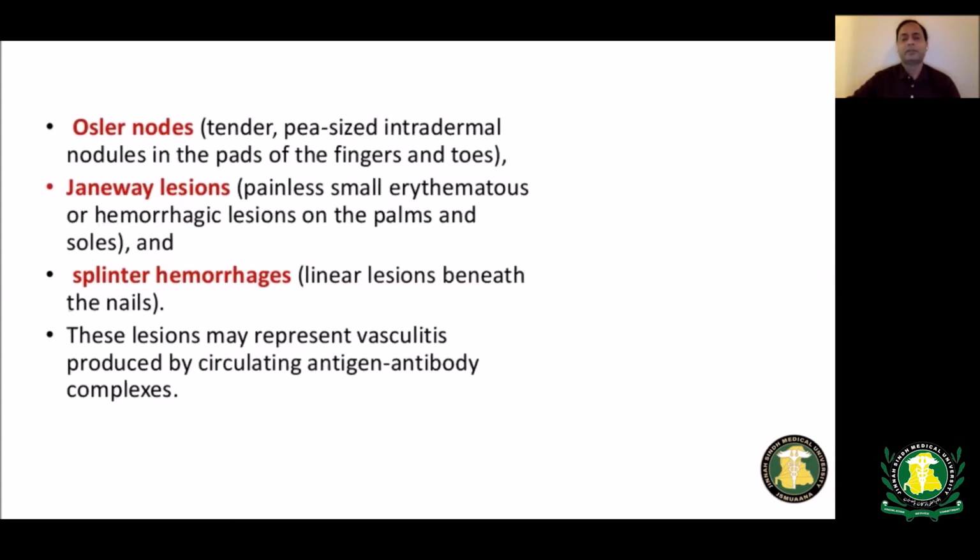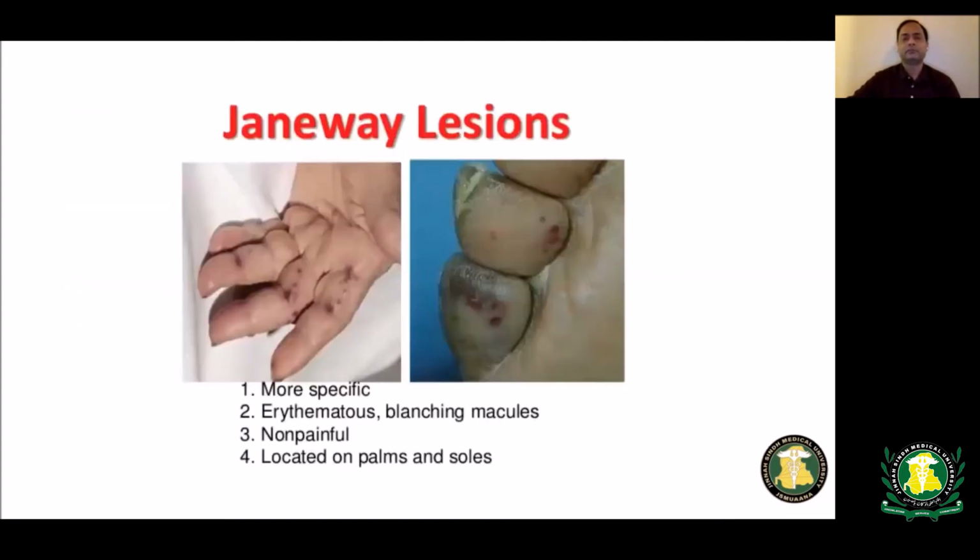And the presentation of immune complex deposition is glomerulonephritis. So this is one of the examples of Janeway lesions. These are erythematous papules, you can see, or macules, seen on the palms of hands or the palmar surface of the soles. And these are painless, and this usually happens due to underlying vasculitis due to infective endocarditis.